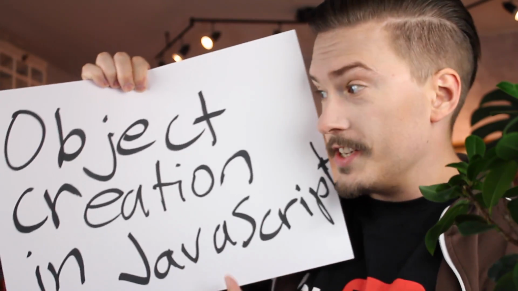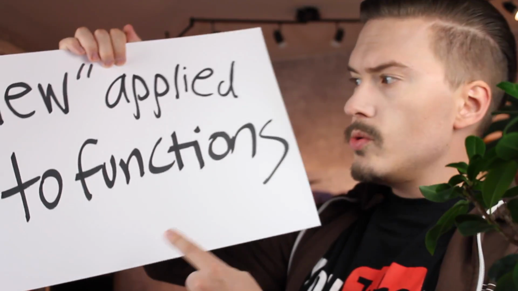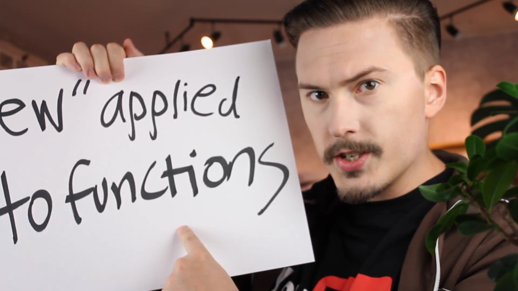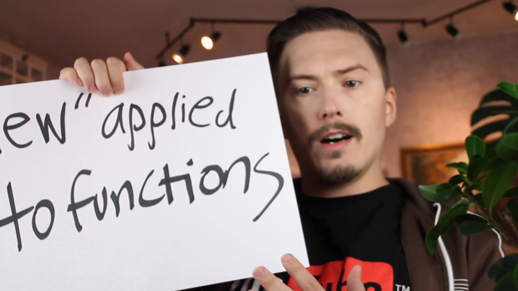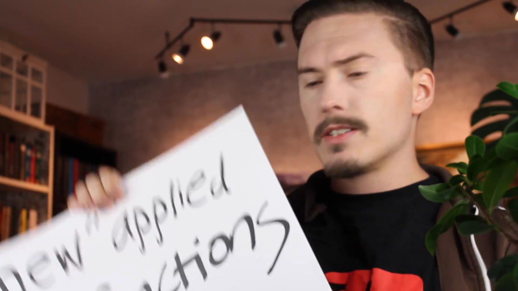Today we're going to continue our series on object creation in JavaScript, and we're going to explore the new keyword. We are going to talk about new when it is applied to functions. We're not going to talk about new being applied to class, because class is a new concept in ECMAScript 6, and in order to understand how that works, we need to go back and understand a little bit of history and how classes were faked in ECMAScript 5.